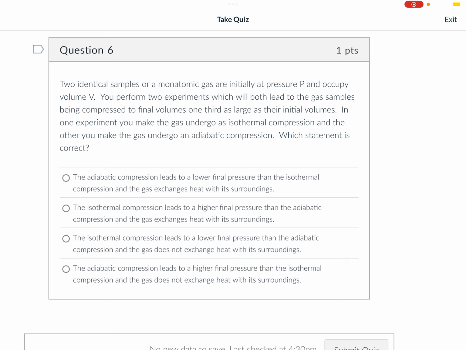Two identical samples of a monatomic gas are initially at a pressure P and occupy a volume V. You perform two experiments which will both lead to the gas samples being compressed to final volumes 1/3 as large as their initial. In one experiment, you make the gas undergo isothermal compression. The other makes adiabatic compression.